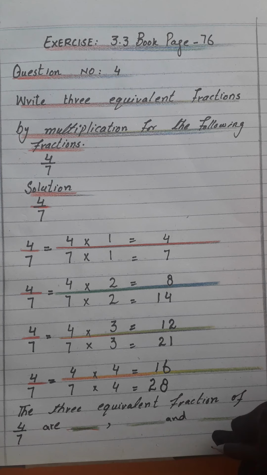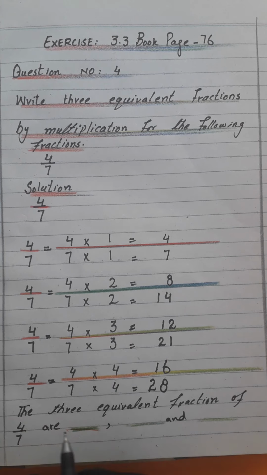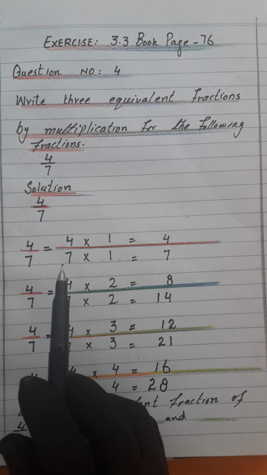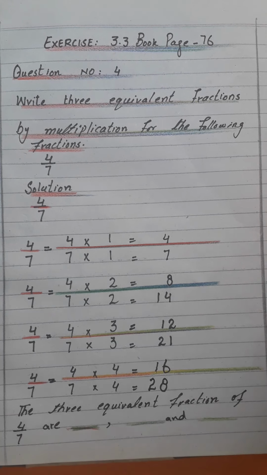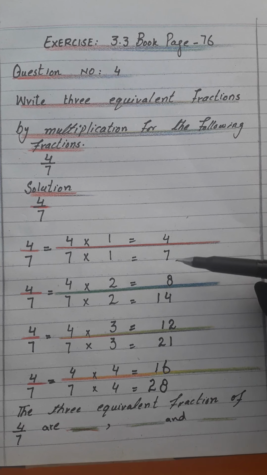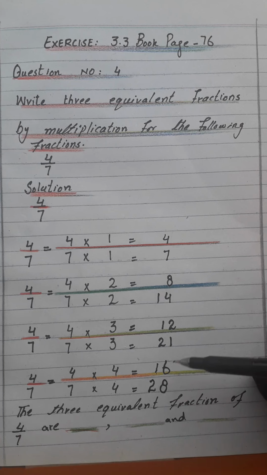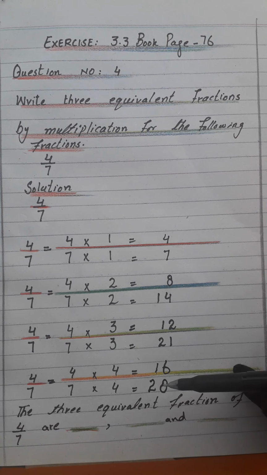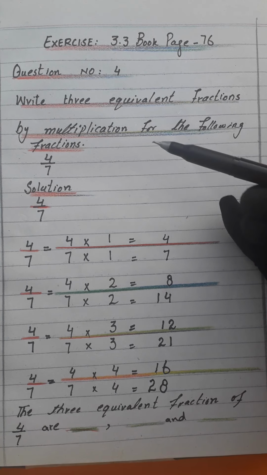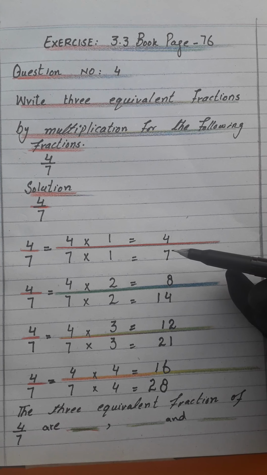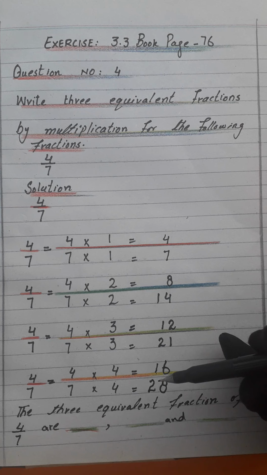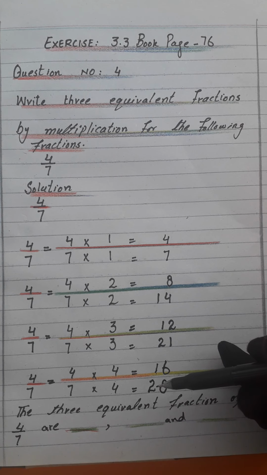Clear, students? You people first write down the question, then you people just multiply with 1, then 2, then 3, then 4. We multiply up to 4 because we need 3 equivalent fractions, and when we multiply with 1 we get the same answer. That's why we go up to table of 4.